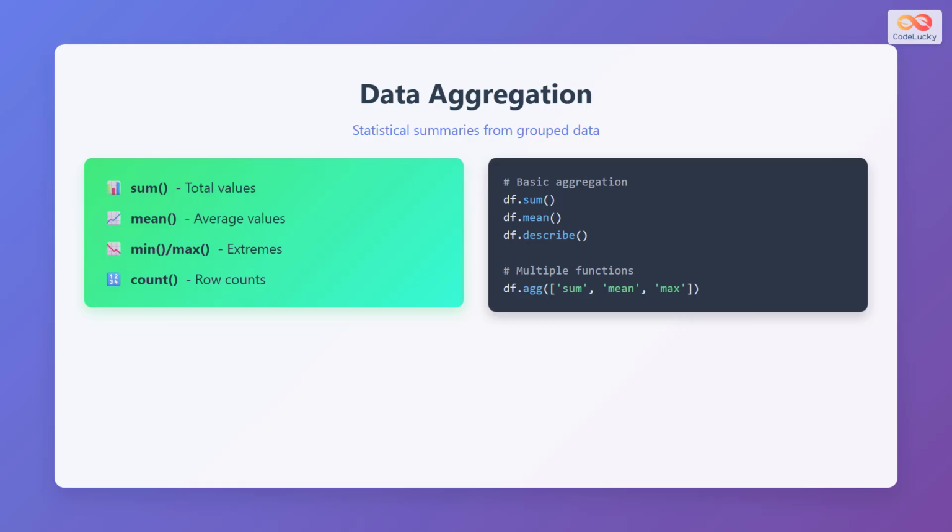Data aggregation transforms raw data into meaningful statistical summaries. Pandas offers several built-in functions for this purpose. The sum function calculates total values across columns or rows, while mean provides average values. The min and max functions identify extreme values in your dataset, and count tells you how many non-null values exist. For comprehensive statistics, the describe method generates a complete statistical summary including count, mean, standard deviation, and quartiles. You can also use the agg method to apply multiple aggregation functions simultaneously, giving you a complete picture of your data's distribution and characteristics.